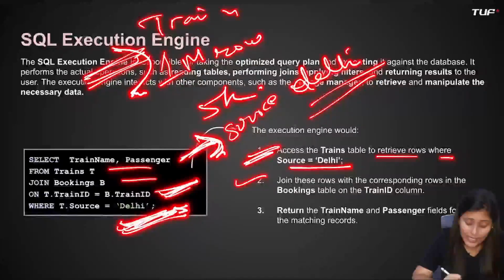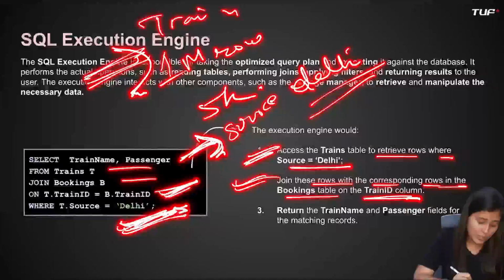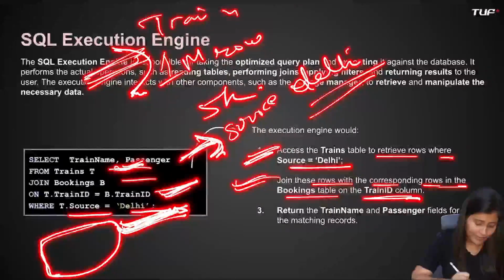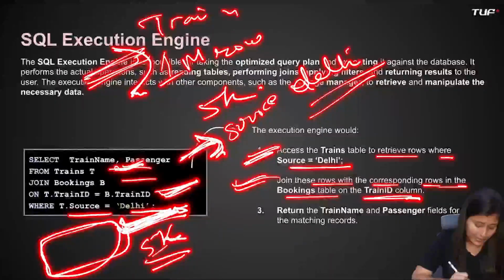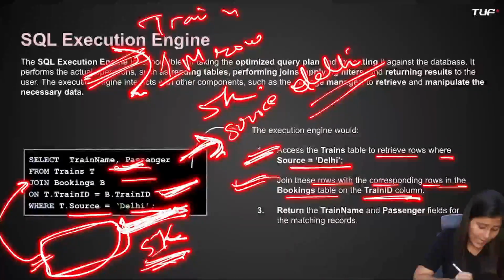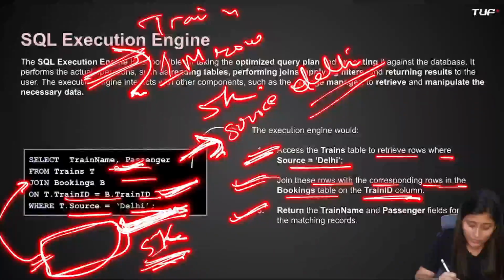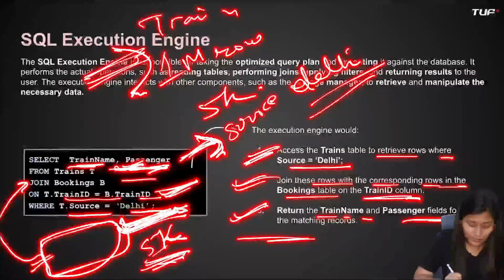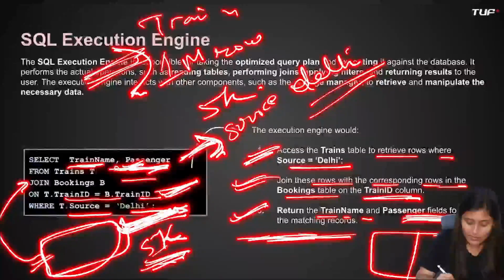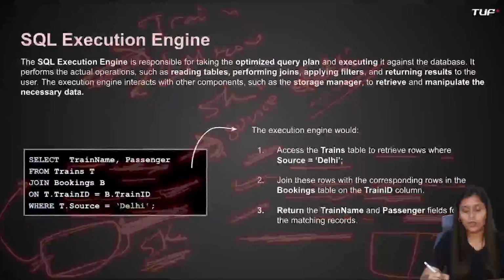Now second, after this, join these rows with the corresponding rows in the bookings table on the train ID. Once we have selected all the train rows having source Delhi, we have the trains table in hand with 5k records, let's suppose, instead of 1 million. Now we will try to join it with bookings on the condition that their train ID should be the same, and at last we will return train name and passenger name from that resultant table, giving the table having the two columns, train name and passenger, as the result of the matching records.